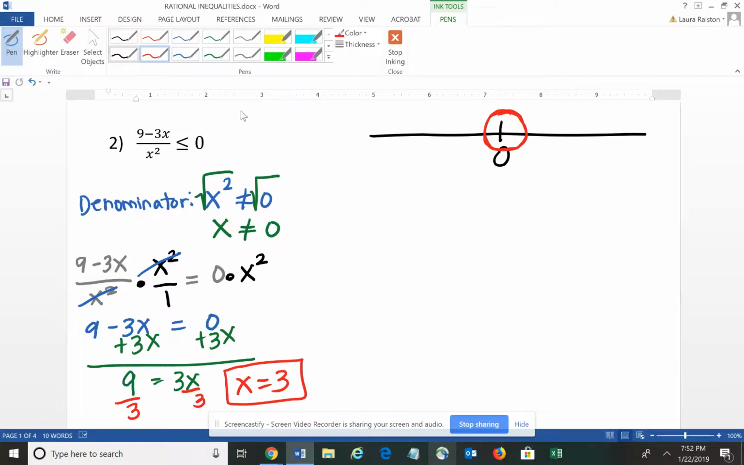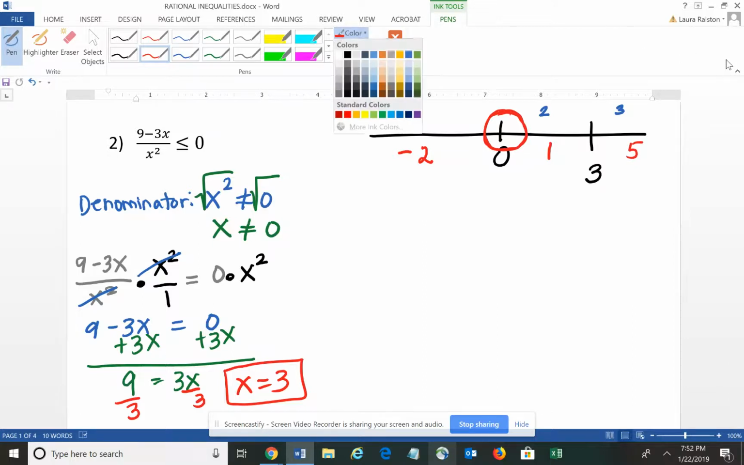So I'm going to put that on my number line. And again, notice you still have 3 regions. You have the region where you are below 0, between 0 and 3, and then greater than 3. So we're going to choose a value in each region. So I might choose something like -2, +1, and say +5. So then we need to check each of those in the original problem.